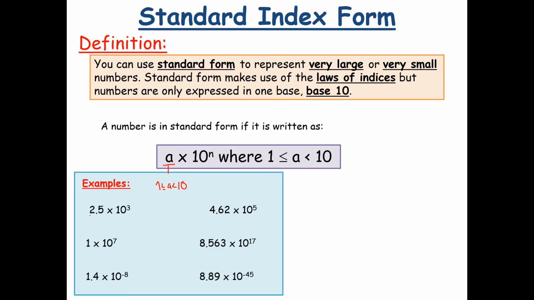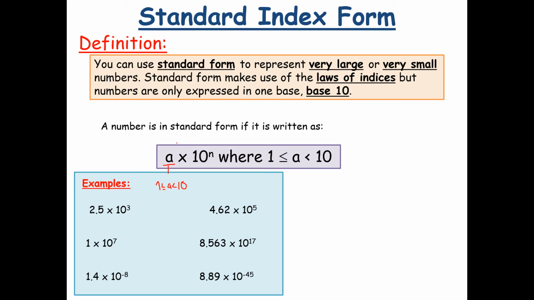So some examples. So 2.5 times by 10 to the power of 3, 1 times 10 to the power of 7, 1.4 times 10 to the power of minus 8. These are all numbers that are written in standard form. They all comply with the rule. All of these numbers in front of your times are all between 1 and 10. Even if you've got decimals, it still is smaller than 10. And your n, so you've got 10 to the power of n, you have a power.